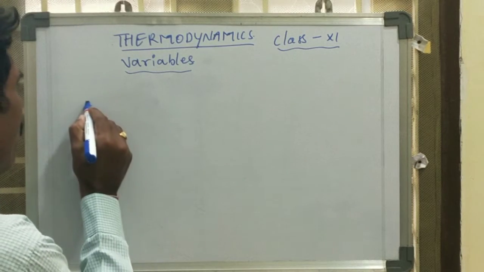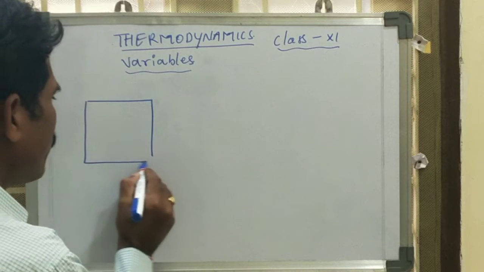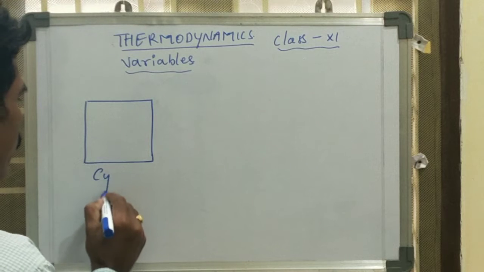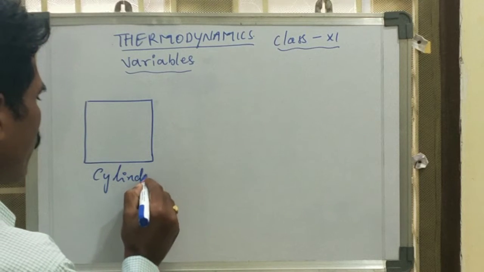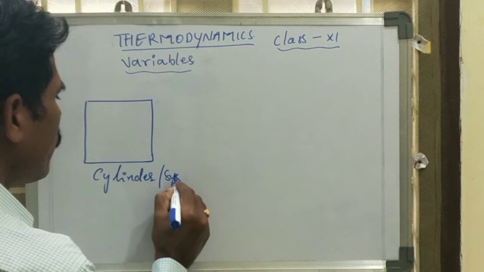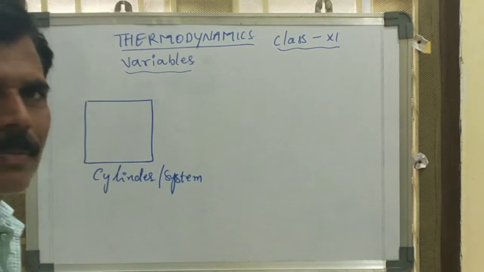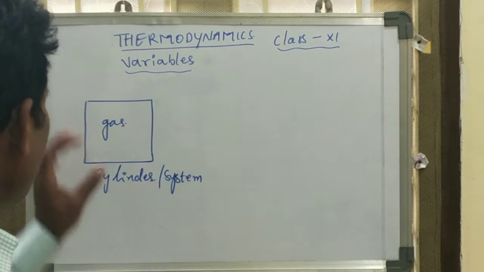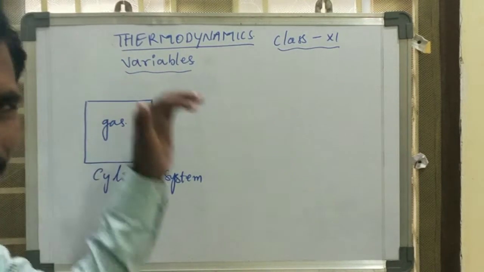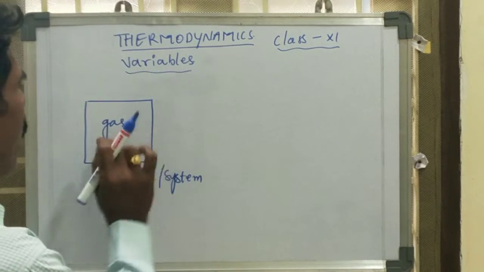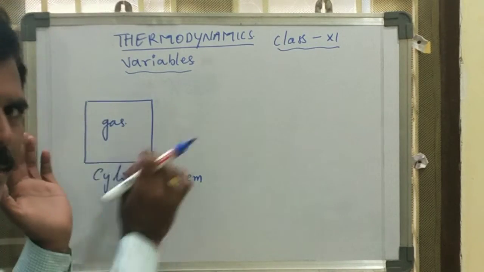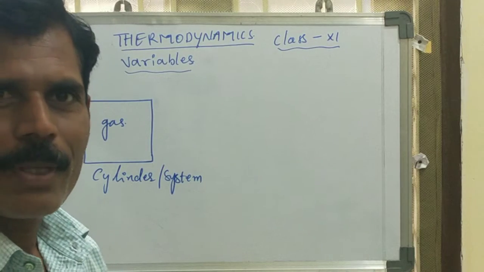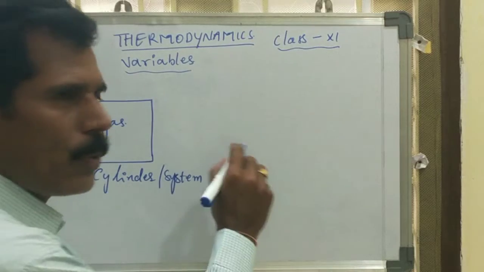Consider a chamber or system. This is a cylinder, or system with gas. Gas is filled in this chamber. Next, to explain this system or cylinder, we require some variables. What are those variables? Let us write on the board.